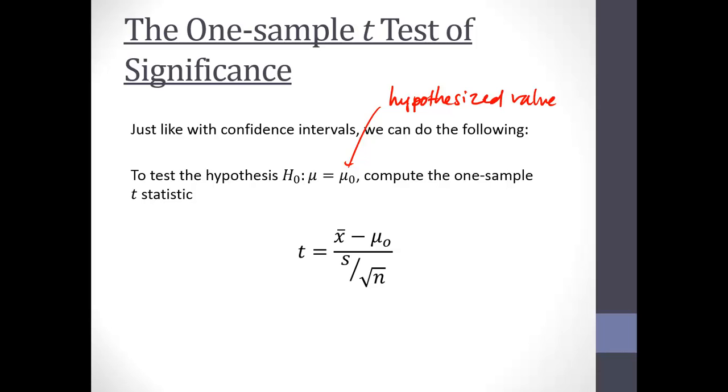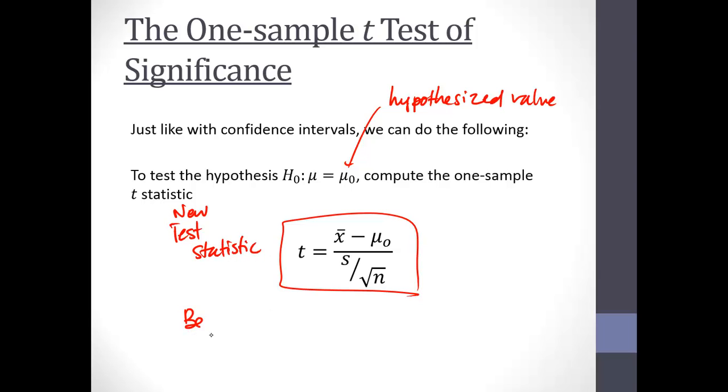So if we want to test this hypothesis, the more realistic situation we'll be in now is we can calculate this thing. We're going to take x bar minus mu 0, the hypothesized value, and divide it by our sample standard deviation over the square root of n. So this is the new test statistic.